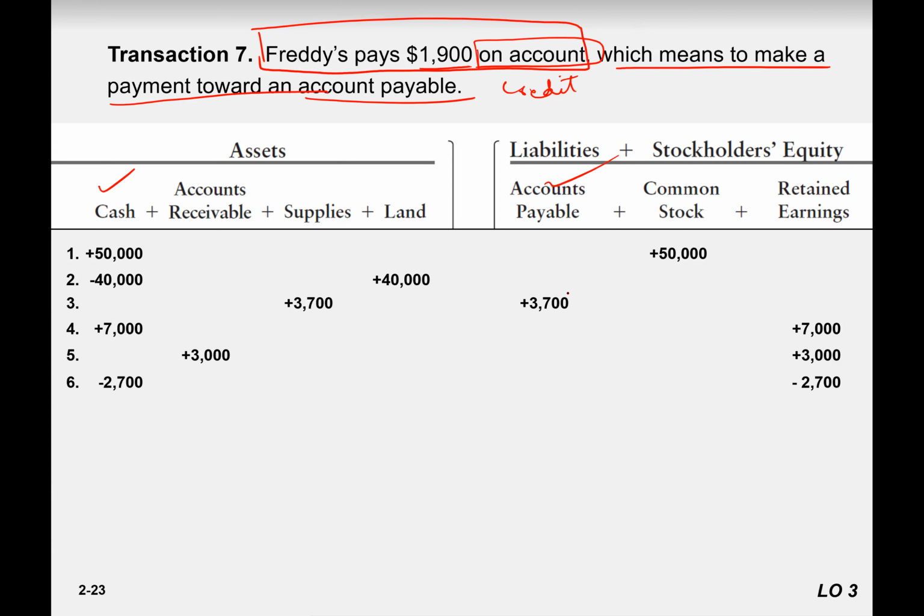Sorry, what? By paying your liabilities, will it increase or decrease? I cannot hear you. Your voice is lagging. Again, by paying your liabilities, will it increase or decrease? Liability.